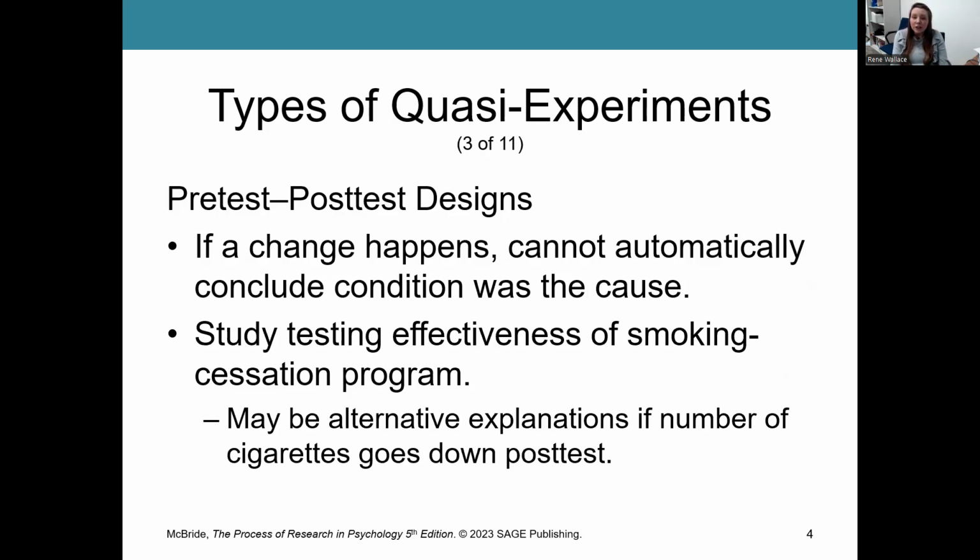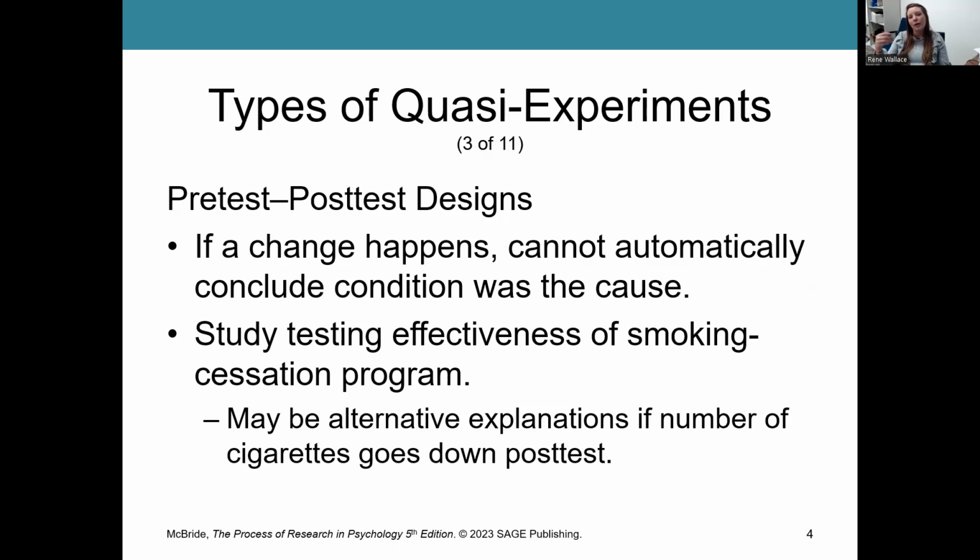And if there is a change, you can't be like, oh, I'm going to throw a party. I've found the cure for Alzheimer's, right? You can't conclude that your condition was the cause, but we need to look at it again, look at it deeper, right? Test, retest, true experimental method. So if you were looking at the effectiveness of a smoking cessation program, maybe people just didn't smoke as much in the post-test because you had been talking to them about how bad smoking is.